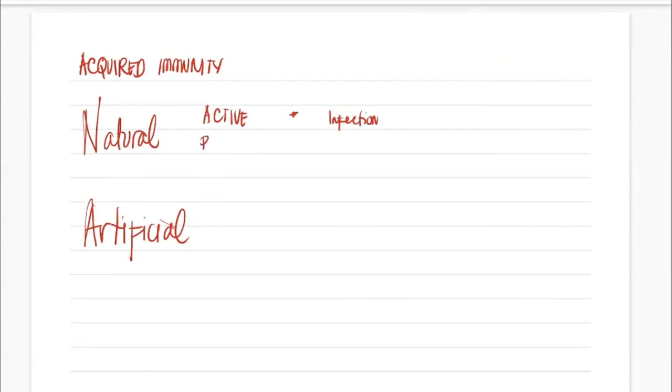Pag natural passive naman, okay, that means no, we are only given antibodies through a natural way. So remember, no, we have IgG, no, that could cross the placenta, no, during gestation. So that is an example of a natural passive, no, transplacental, no, IgG transfer, okay, from the mother to the fetus, no. So that is a natural way of acquiring passive immunity, no. So parati lang tatandaan dito na passive, pinasahan ka lang, no, ng antibody.